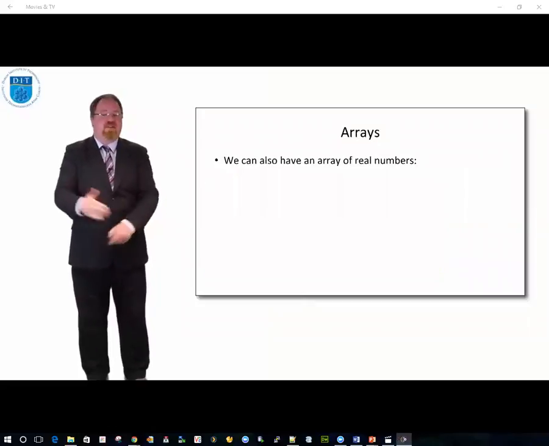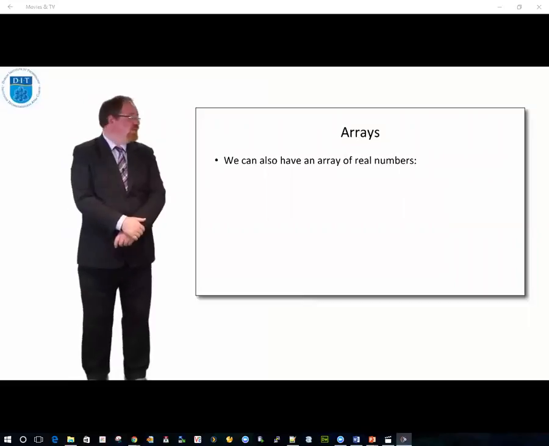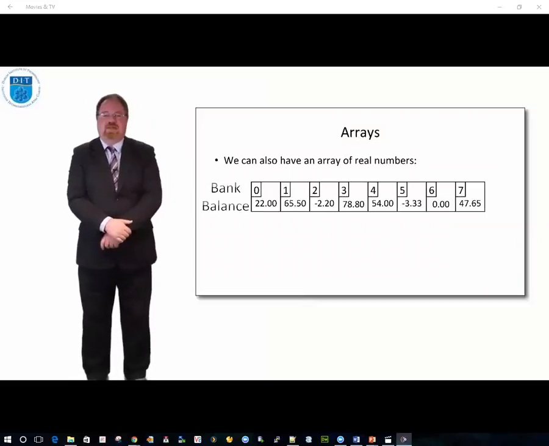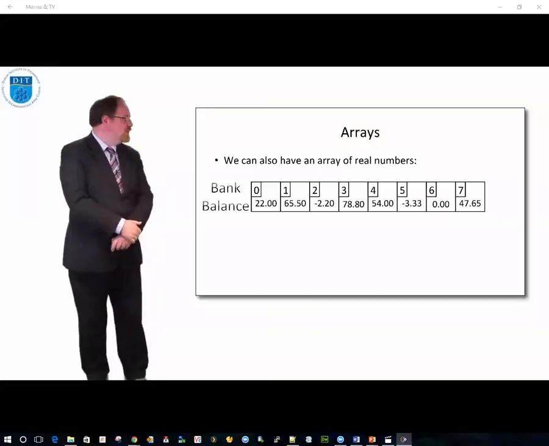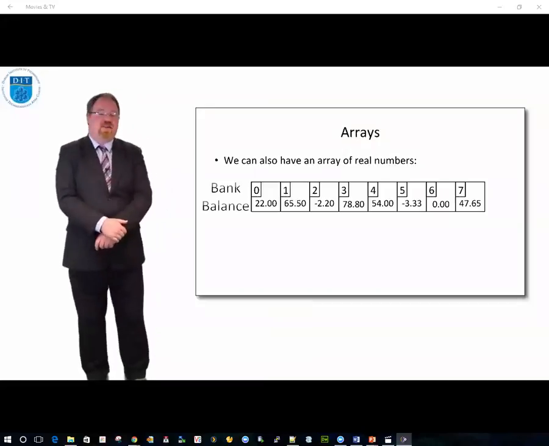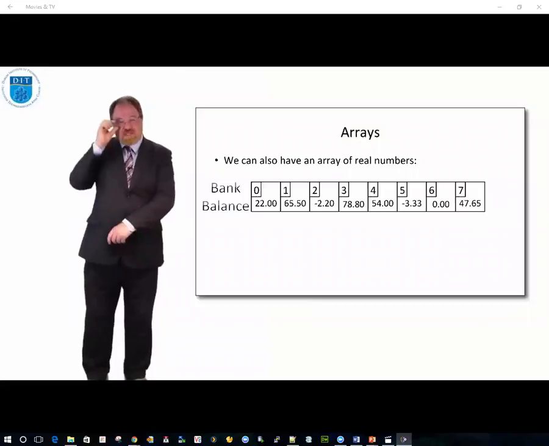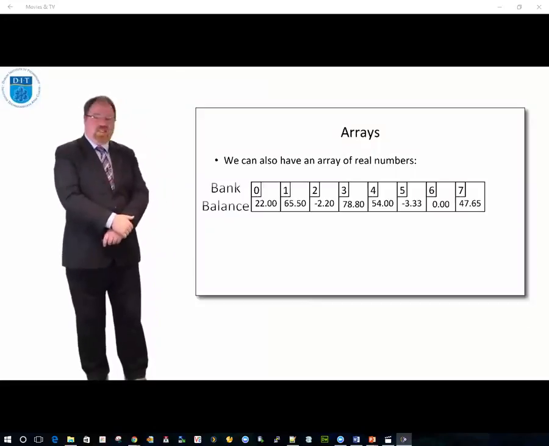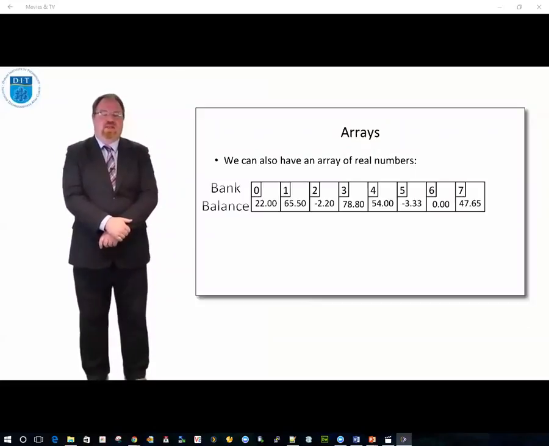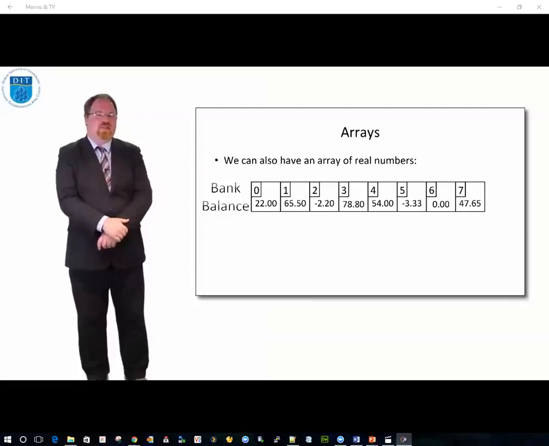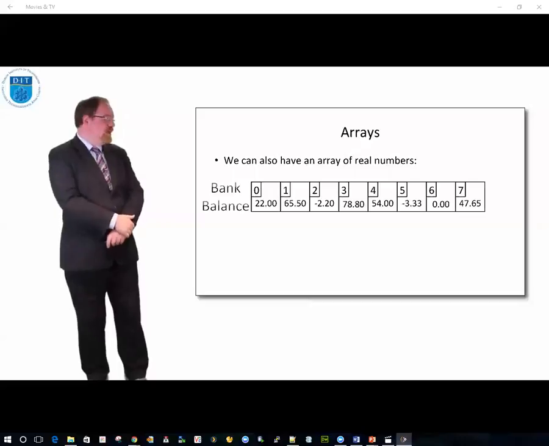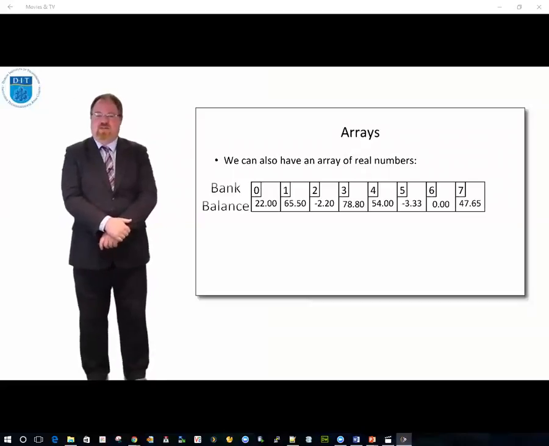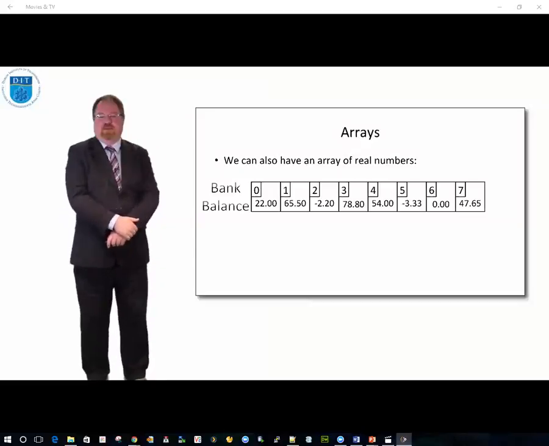We can also have an array of real numbers. So if we were looking at people's bank balances, for example, the first customer has €22 in their account, the second customer has €65.50, the third has minus €2.20, so they're in debt, the fourth has €78.70, the fifth customer along rather has €58.54, the sixth customer along is in debt as well, the seventh customer has 0 in their balance, and the eighth customer has €47.65.